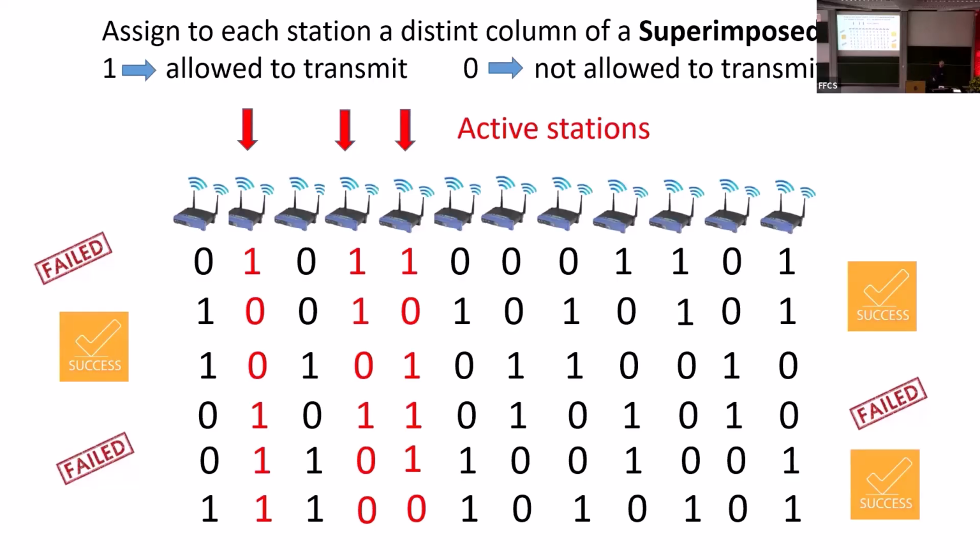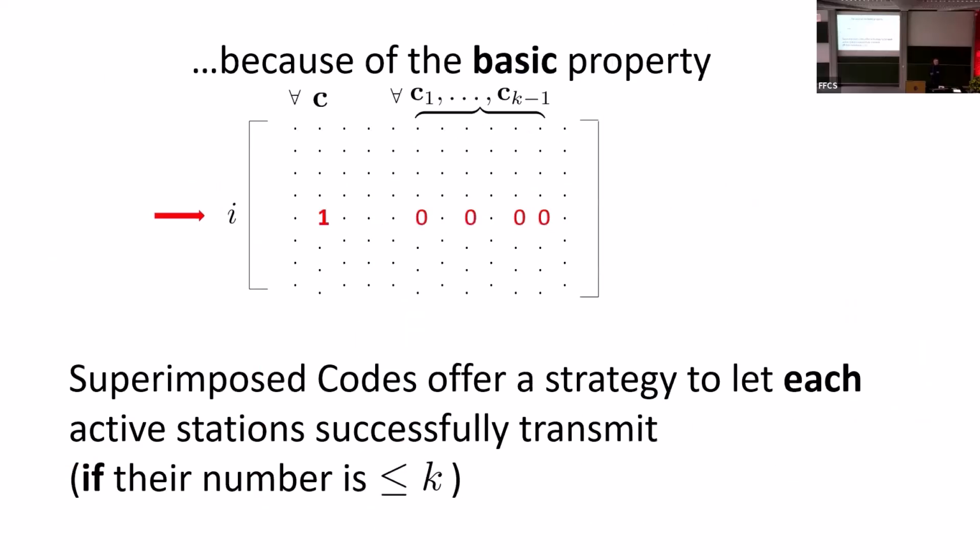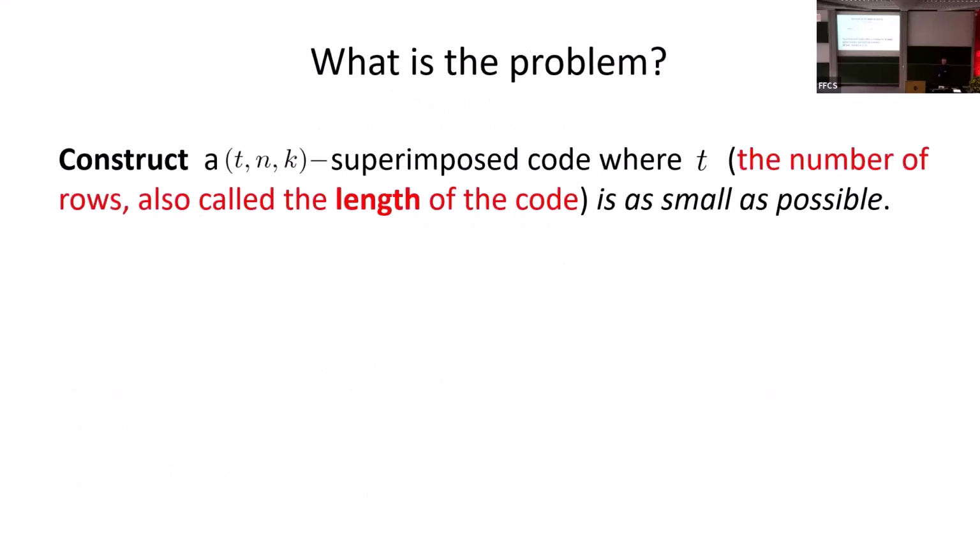So you will see that the protocol works, and the protocol works because of the basic property of superimposed code, that I remind you means the following. For any station, in our case, there is a unit of time in which the station transmits and all the others stay silent. And so this means that any station will find an instant of time in which it transmits singly, and so everything is okay. So superimposed code gives a strategy that we were looking for.